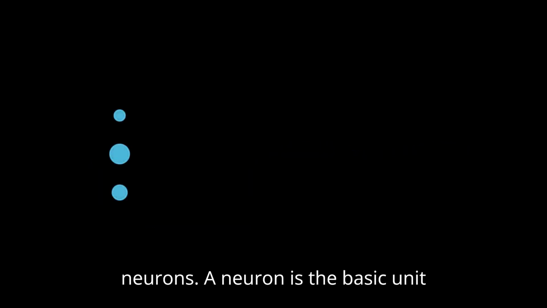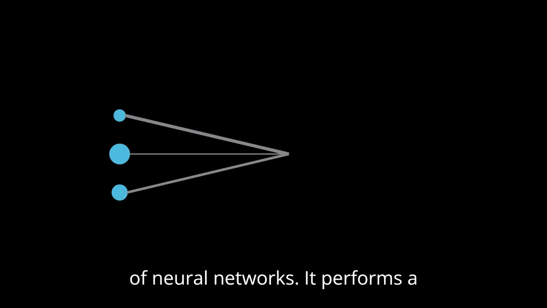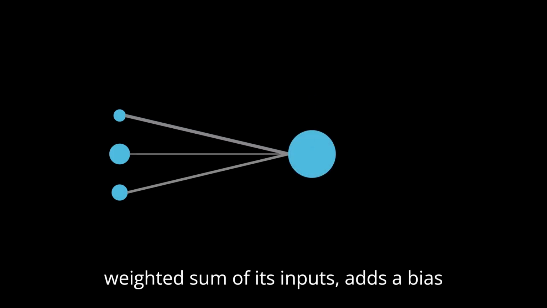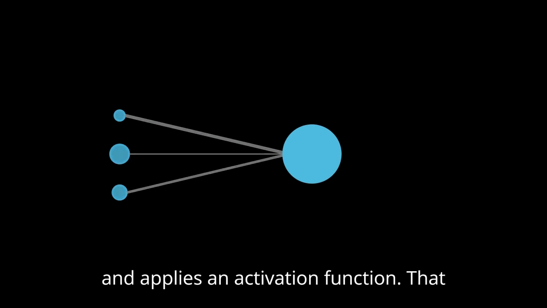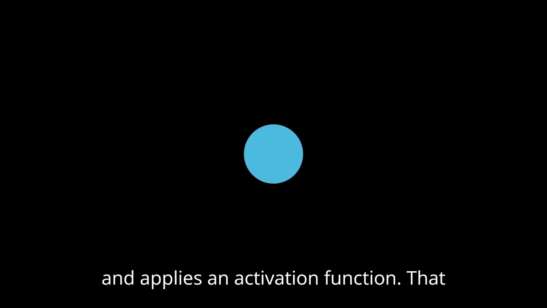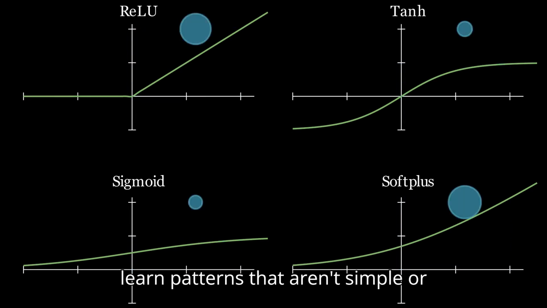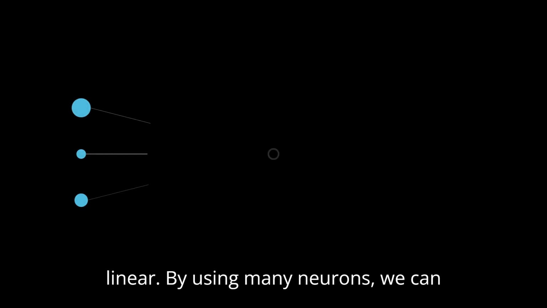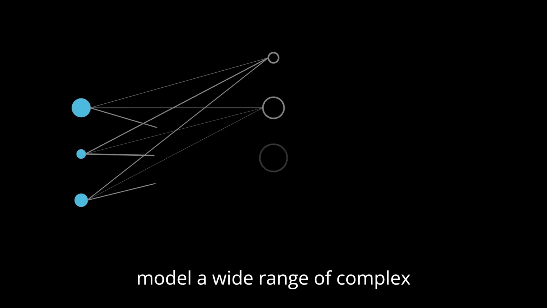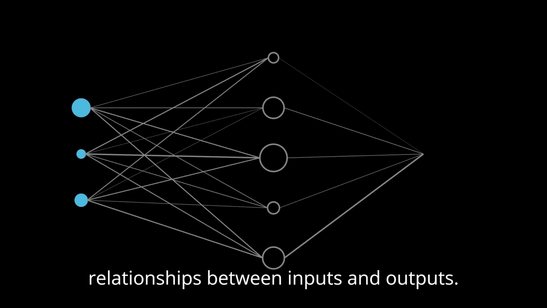A neuron is the basic unit of neural networks. It performs a weighted sum of its inputs, adds a bias, and applies an activation function. That activation function introduces nonlinearity, allowing the network to learn patterns that aren't simple or linear. By using many neurons, we can model a wide range of complex relationships between inputs and outputs.